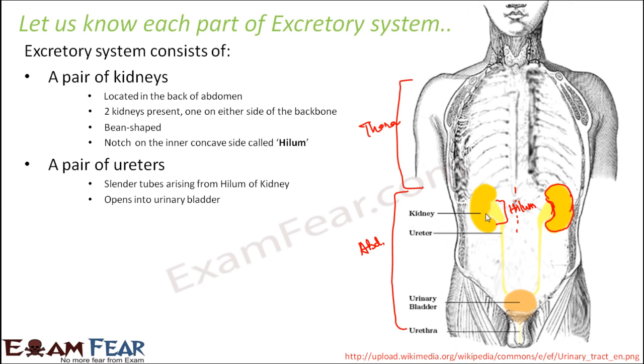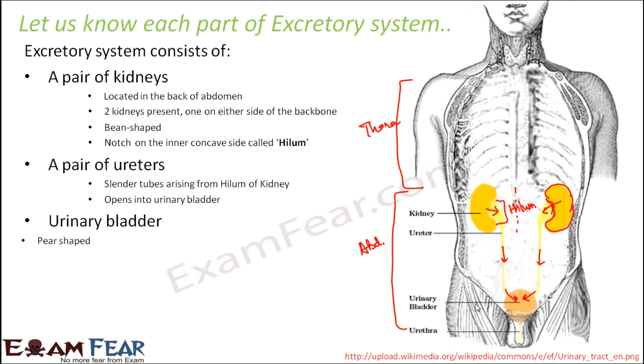So basically you can understand it very clearly that urine will be formed somewhere in the kidney, and then the urine will come into the ureters, and then the ureters will carry the urine and take it to the urinary bladder. So this is where the urine will come. So these ureters connect to the urinary bladder.